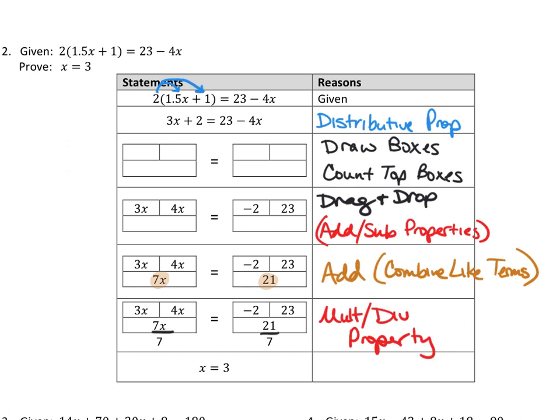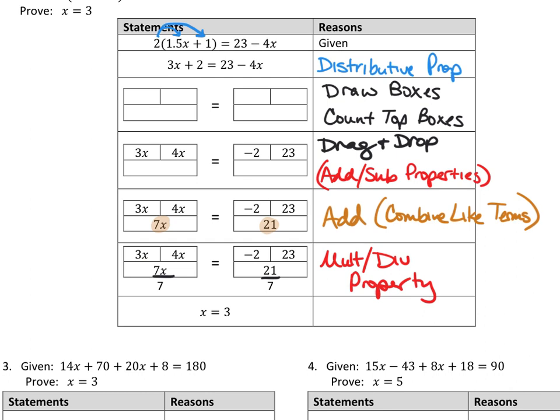Because we're allowed to keep numbers equal to each other if we multiply or divide by the same number on both sides. That's why it has to be specifically the same number. And then wouldn't you know it, we get to our final answer. This is what we would put a box around, call it done.